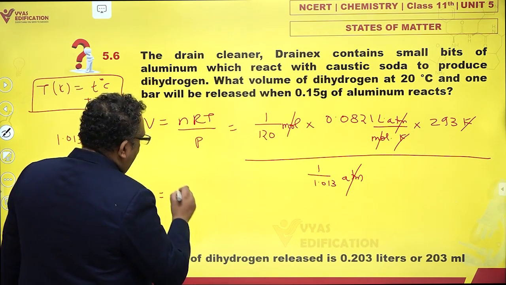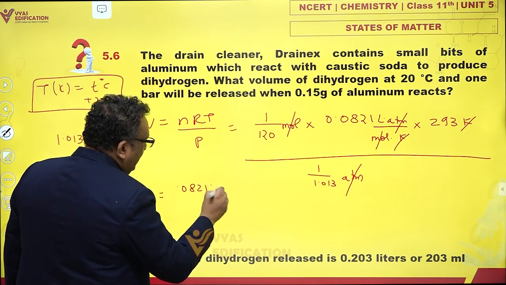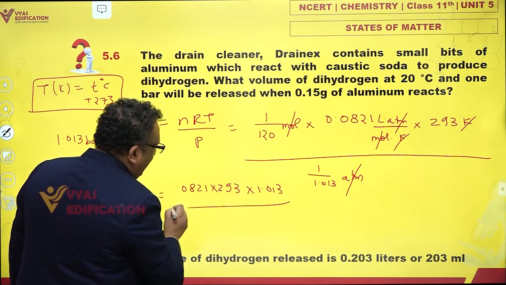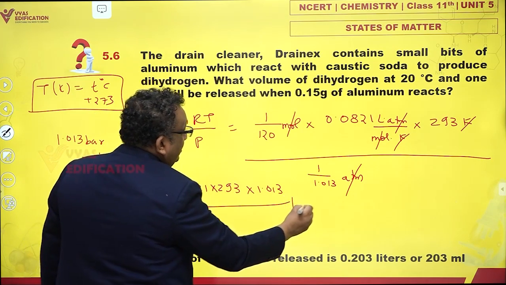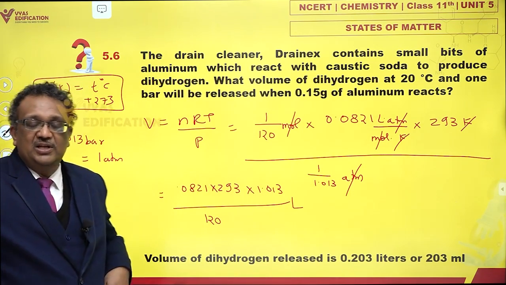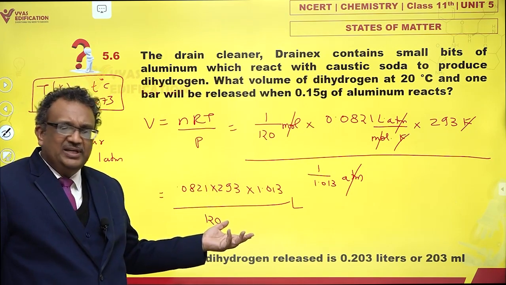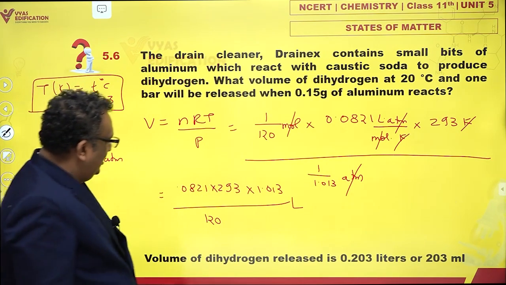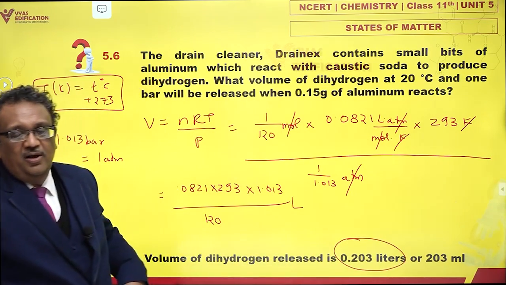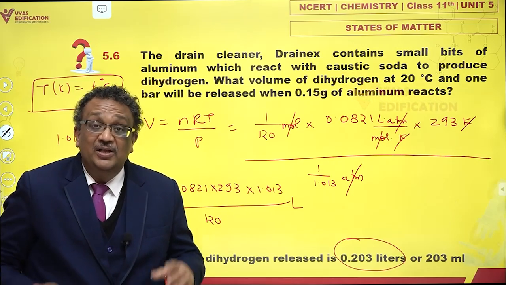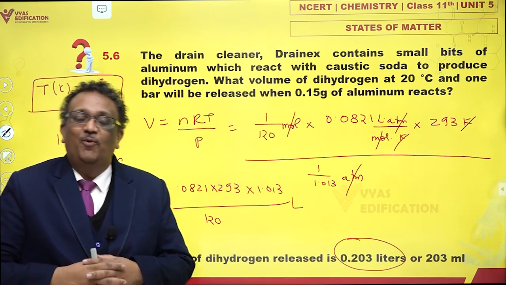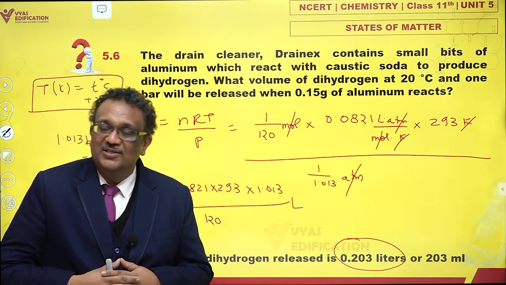This is 0.0821 into 293 into 1.013 divided by 120 liters. This is a calculation you need to make. Is it ugly? It's not very pleasant, I must say. But once you do this, what do you get? You get the value as 0.2 liters or around 203 ml. This is the volume which you're going to obtain if you dissolve 0.15 grams of aluminium in excess NaOH as per this reaction.